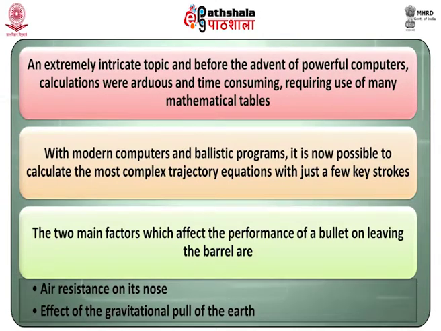External ballistics is an extremely intricate topic, and before the advent of powerful computers, the calculations were arduous and time-consuming, requiring the use of many mathematical tables. With modern computers and ballistic programs, it is now possible to calculate the most complex trajectory equations with just a few keystrokes. The two main factors which affect the performance of a bullet on leaving the barrel are air resistance on its nose and the effect of the gravitational pull of the earth.